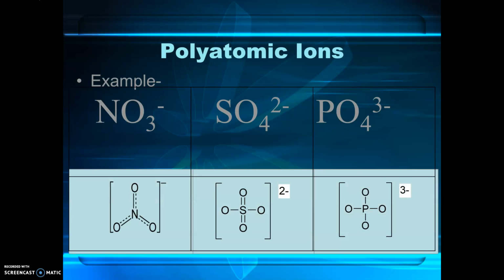So here are some polyatomic ions. We have NO3. This is what it looks like when it's bonded. Now, since it's an ion, it has those brackets with the overall charge. So everything inside that bracket has that overall charge. Here's SO4 with a 2 negative, and the same thing. I'm not going to ask you to draw these ions. It's just so that you can see that this charge applies to everything here.